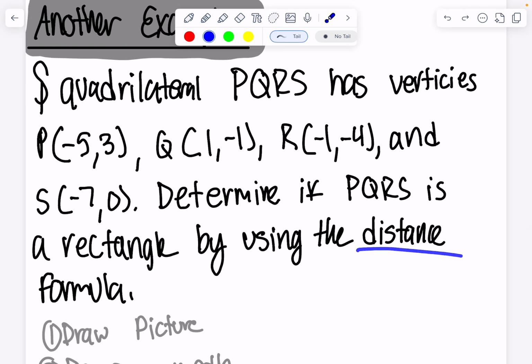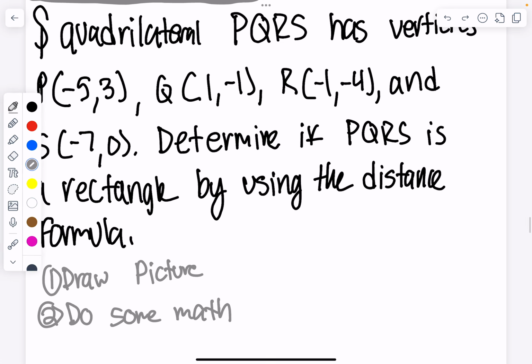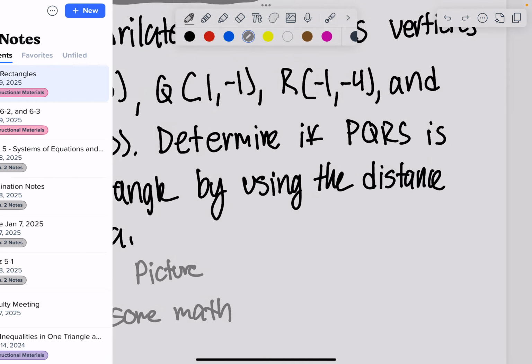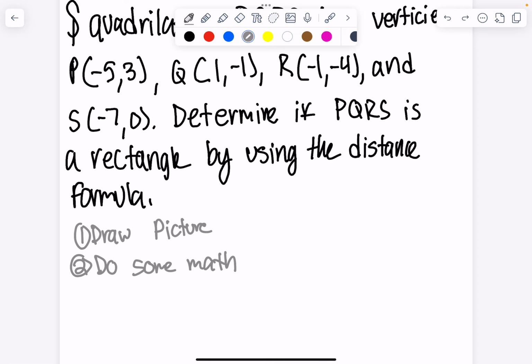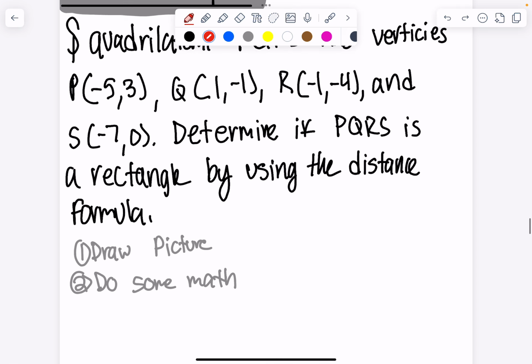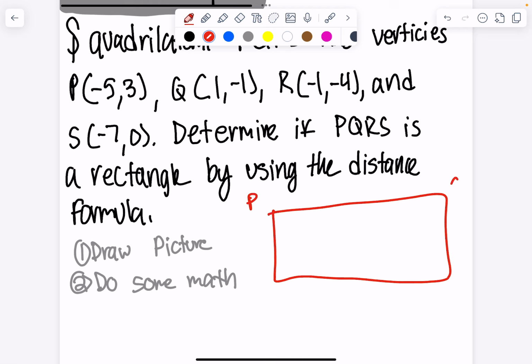And we're going to use the distance formula. Similar to what we did with parallelograms, we saw whether the opposite side lengths were congruent. And we can do the same thing here. So we're going to draw a picture first to see what's going on. Here's a four-sided shape. Again, let me not make it perfect like a rectangle. I'm going to say P, Q, R, and S. And they tell me P is negative 5, 3.